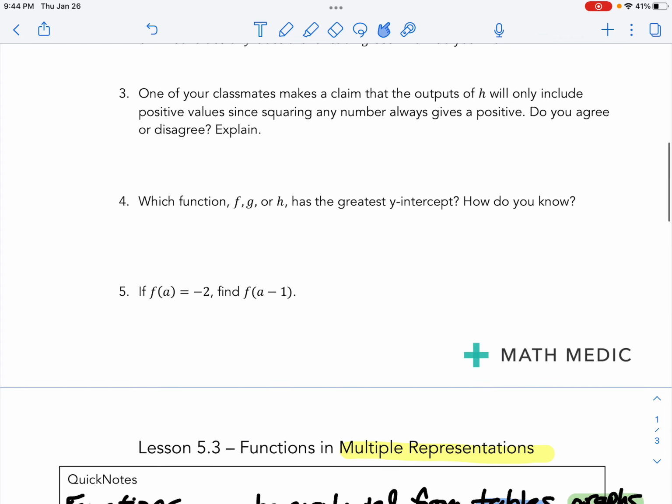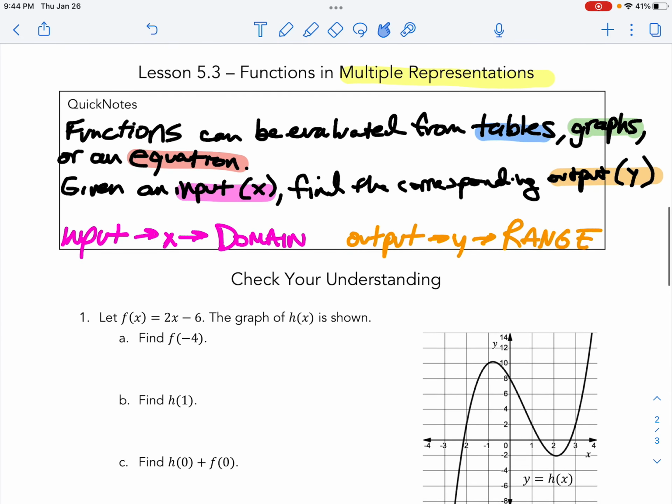But again, the main focus right now is talking about different ways that we can represent functions, and of course, being able to get certain outputs based off of inputs that we're given.